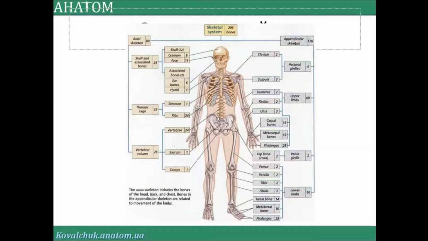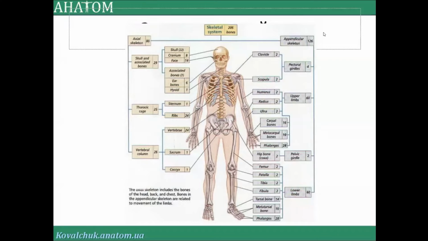26 vertebrae are present in our vertebral column. You will ask me, but vertebrae more later. In an adult it's 7 cervical, 12 thoracic, 5 lumbar, and 1 sacrum, because in an adult it's 1 bone, and 1 coccyx.